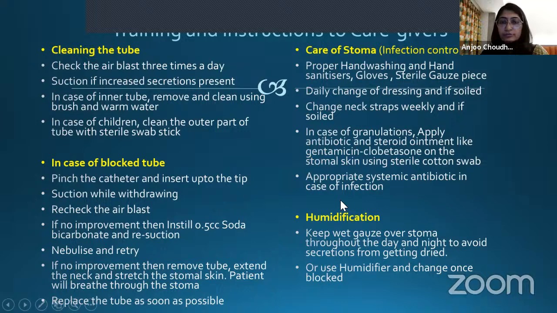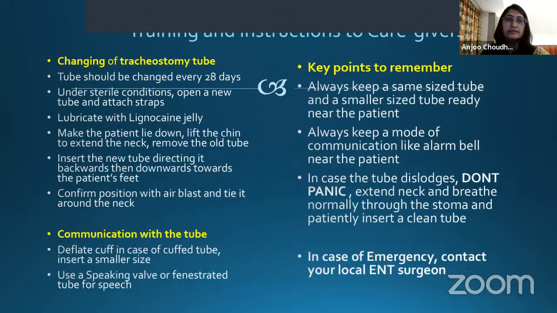Now, humidification has to be maintained all the time because the child is not breathing through the nose. So the role of the nose is being done by the tube. So either we keep a humidifier or we keep a wet gauze over the stoma all the time so that the secretions do not dry out. Another thing is for changing the tube, pediatricians need to train themselves.